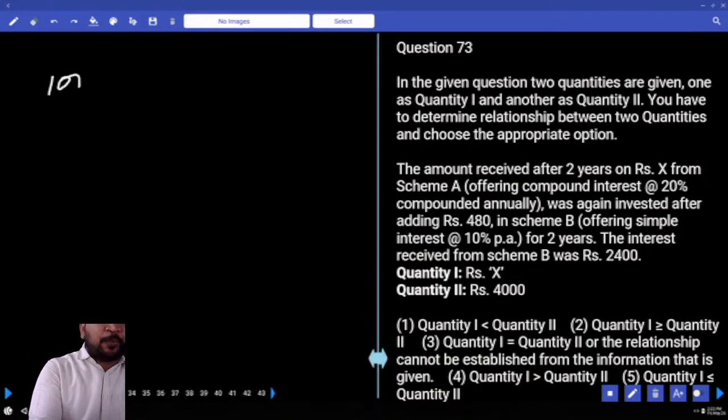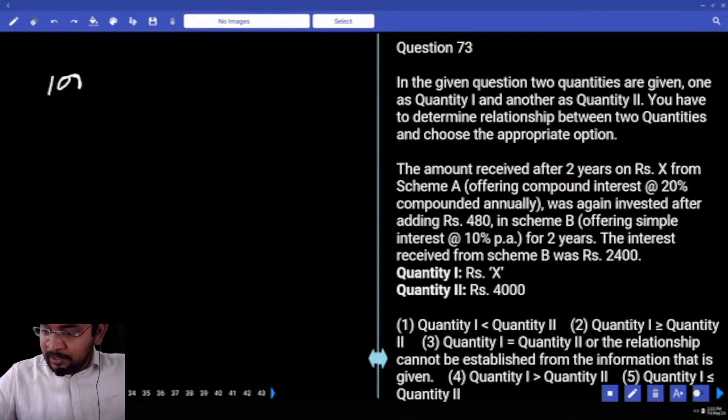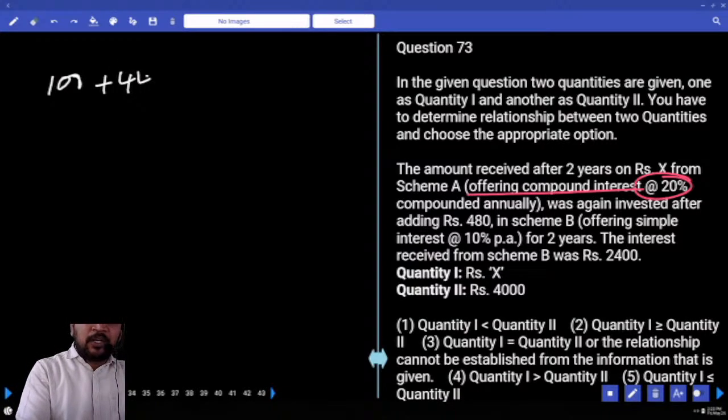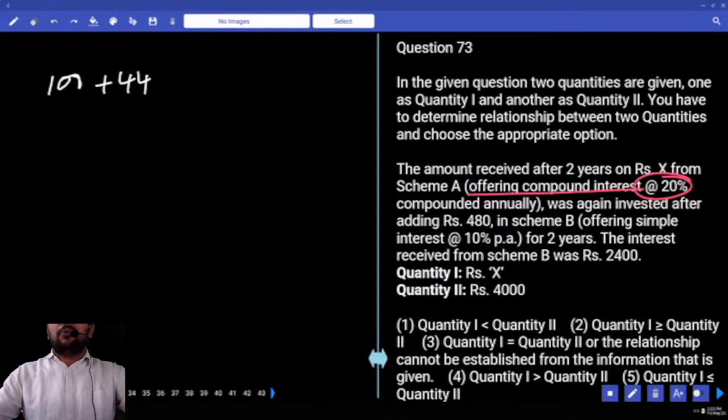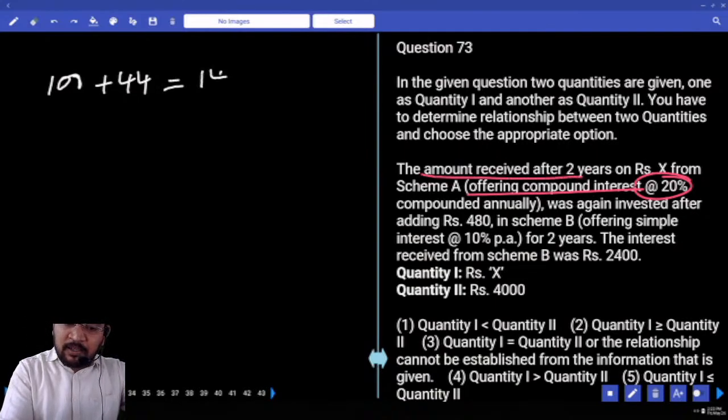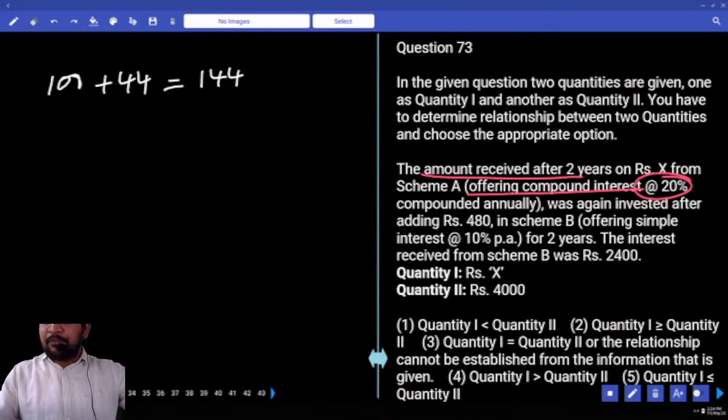I assume some 100 rupees. 100 rupees invested in scheme A, offering which interest? Compound interest at the rate of 20% per annum. So for 2 years you get 44 rupees interest: 20 plus 20 plus 20% of 20, which is 4, so 40 plus 4, 44. Yes or no? The amount received after 2 years is what? 144. That 144 we are reinvesting in simple interest.